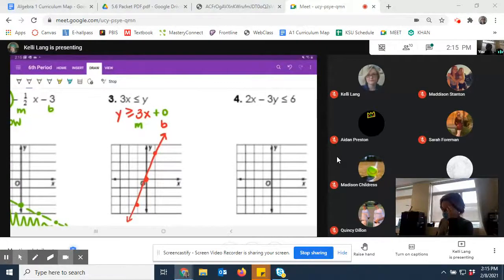And shading. When we look at the shading, we're not going to look at the original symbol. We flipped that around. We changed it. You need to look at the symbol as it is at the end, when y is on the left. So the final symbol with y on the left is a greater than or equal to symbol. It's greater than, so it's above. Perfect. Nicely said.